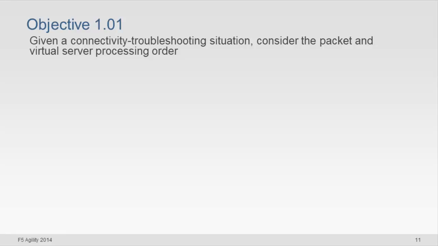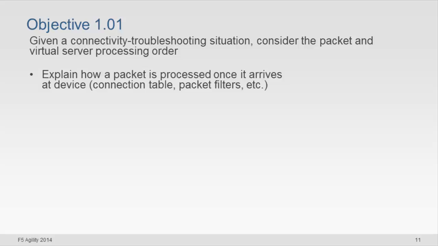Our Objective 101 says, given a connectivity troubleshooting situation, consider the packet and the virtual server processing order in which the F5 takes in and processes packets. So what they want us to do is to be able to explain how a packet is processed once it arrives on the F5 device.